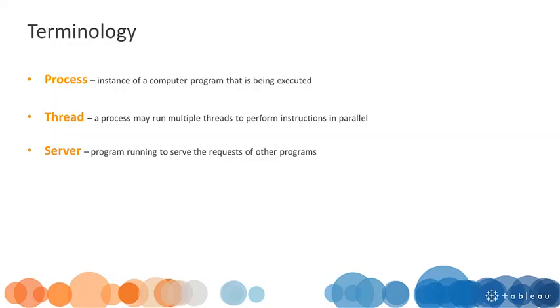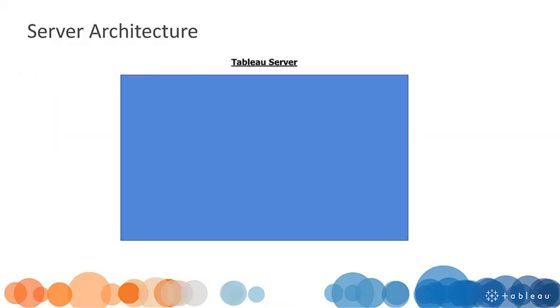A server, in this case, is going to be a program running to serve the requests of other programs. It can also be used to refer to a physical computer dedicated to running one or more services. As we said at the beginning of this training, Tableau Server is a black box install, so all of the processes needed for the server to run are included in the initial install package.